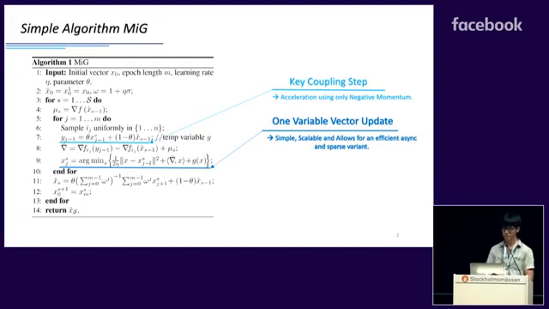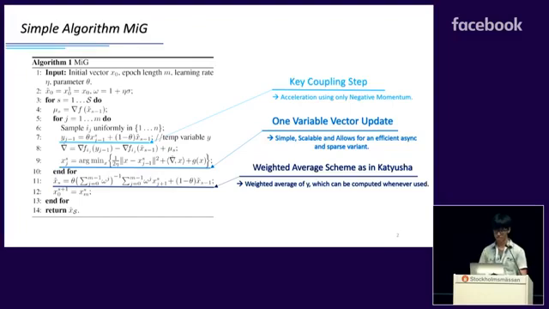So the fewer vectors we store, the smaller the asynchronous variance we have, and it is convenient to analyze in this setting. And there's a fancy update: the weighted average scheme as in Katyusha. In fact, it's an average of y, but as I said, we can compute y whenever used. So we do not need to explicitly store y here.